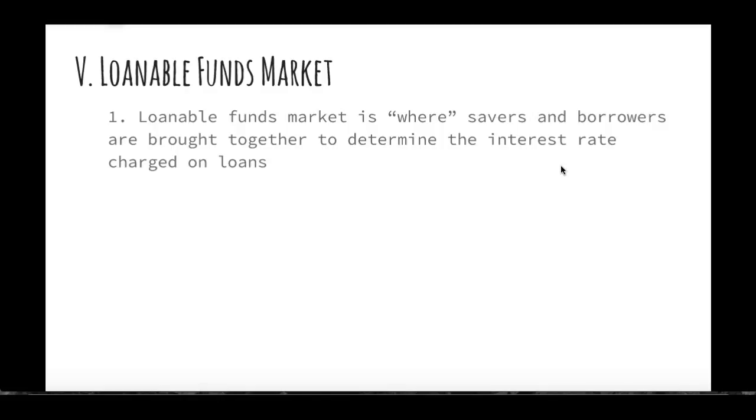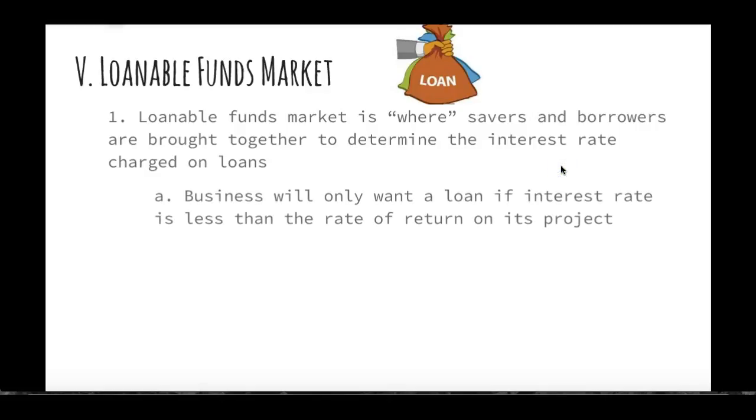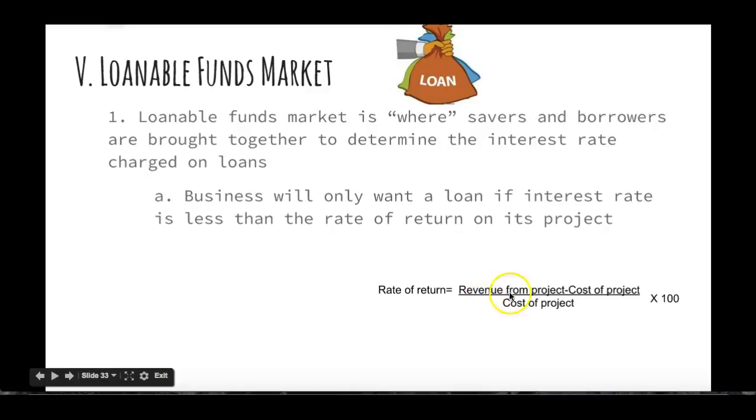Obviously, savers would love to charge borrowers as much as possible, whereas borrowers would love to borrow money with as little interest as possible. So keep in mind, the loanable funds market, as it sounds, is for loans, the interest rate on loans. Businesses, the borrowers, will only want a loan if the interest rate is less than the rate of return on their projected project. The rate of return is the revenue from the project minus the cost of the project, divided by the cost of the project, times 100.